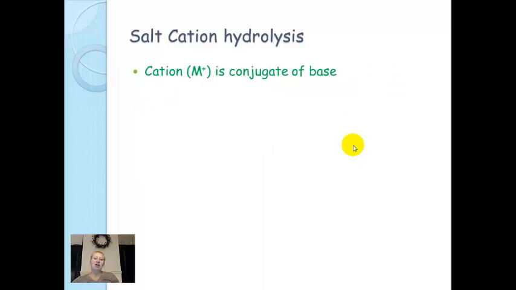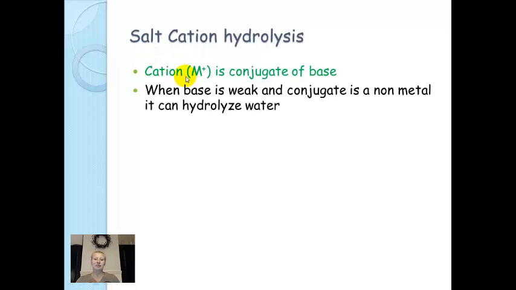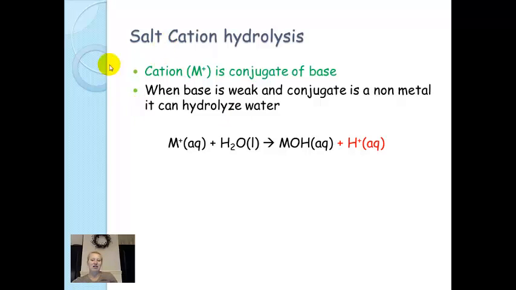Vice versa, if you have a cation, the M+, remember this is from the base. So when your base is weak, you're going to form a strong conjugate acid. So the M+ is going to be a strong acid, and that too can react with water. So if the M+ is coming from a weak base, that makes it a strong acid. So it's going to react with the water to form MOH and H+. So in this case, your pH will decrease.